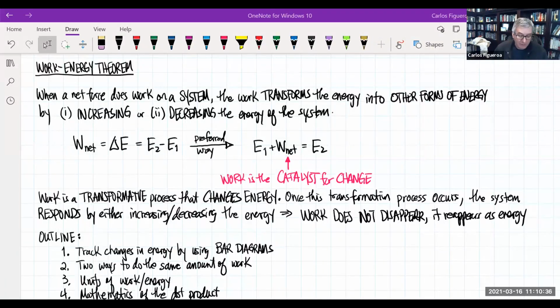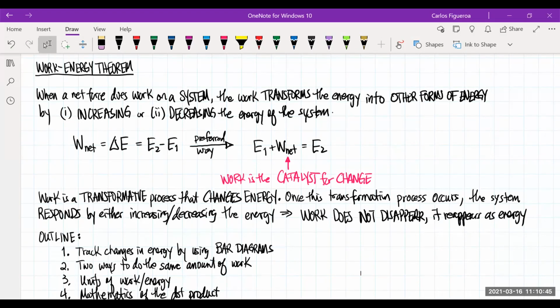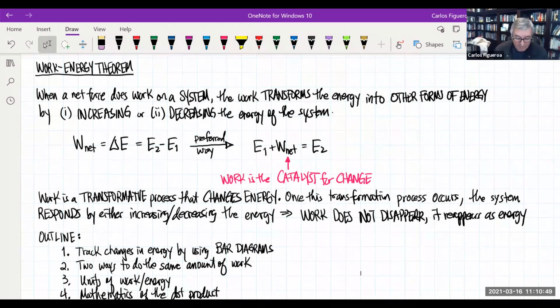Talking about the work energy theorem. And what I said here is that when a net force does work on a system, the work transforms the energy into other forms of energy by either increasing or decreasing the energy of the system. So my preferred way to actually write this conceptually is this way. And most of the time, this is the most useful way to write it for calculational purposes as well.